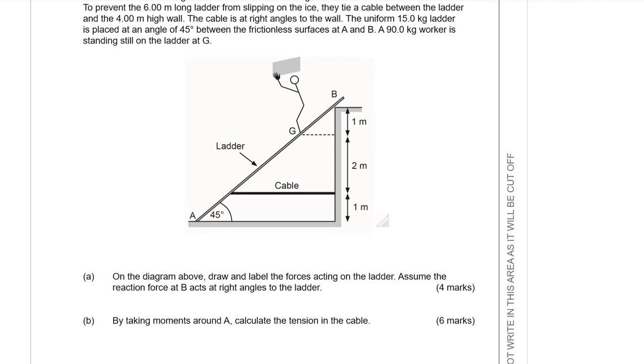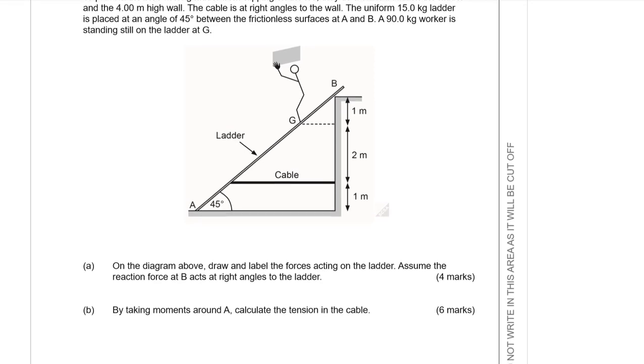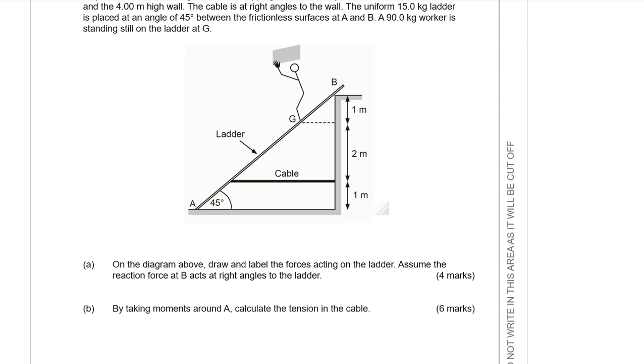But the first part of the question is a fairly straightforward one. So it's asking you to draw and label the forces acting on the ladder. And you assume the reaction force at B acts at right angles to the ladder. So that's the one I'm going to draw first. I'm going to go over here and I'm going to push that out at right angles to the ladder. And I'm going to call that FB. The other force acting on this ladder would be here, where the person's standing. That's acting downwards. I'm going to call that FG, and then I've got the ladder itself, center of mass, acting down.